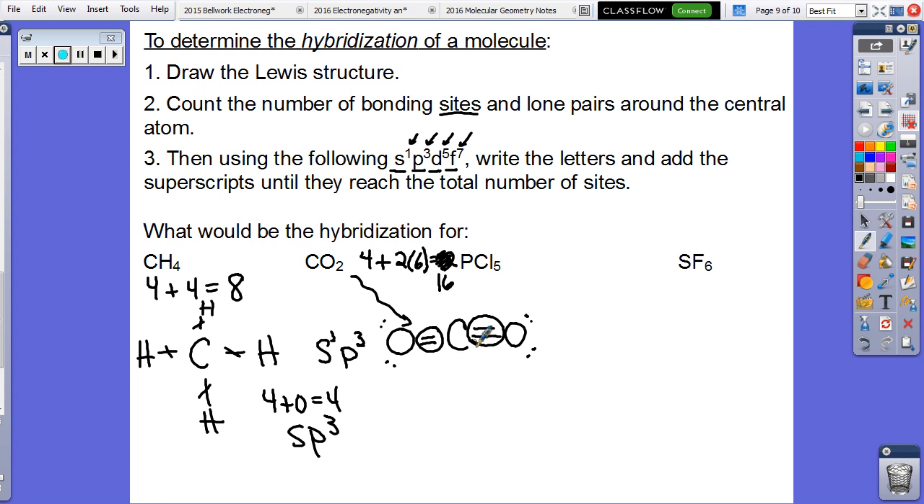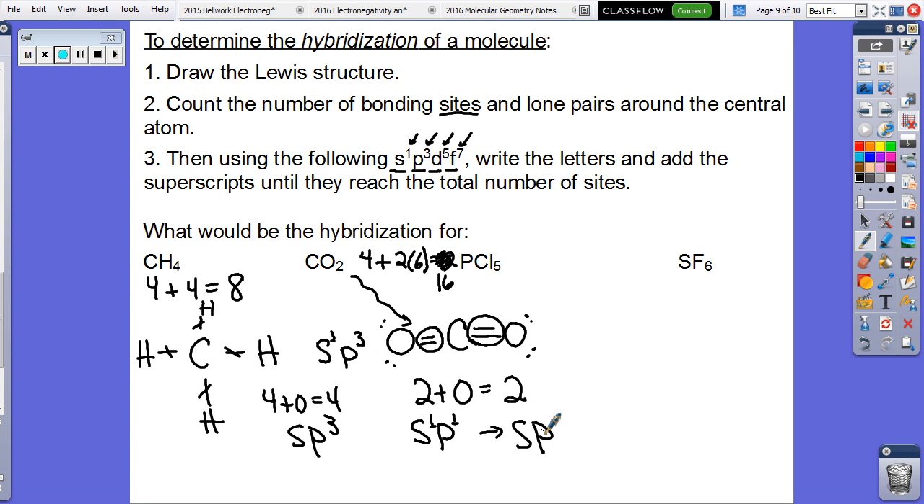So I have 2 bonding sites, and I don't have any lone pairs, so 2 is the number I get to help me figure out my hybridized orbitals. So I am going to need 1 s and 1 p orbital to hybridize together to hold these shared electrons. 1 and 1 adds up to 2. So my hybridization is just sp for carbon dioxide.